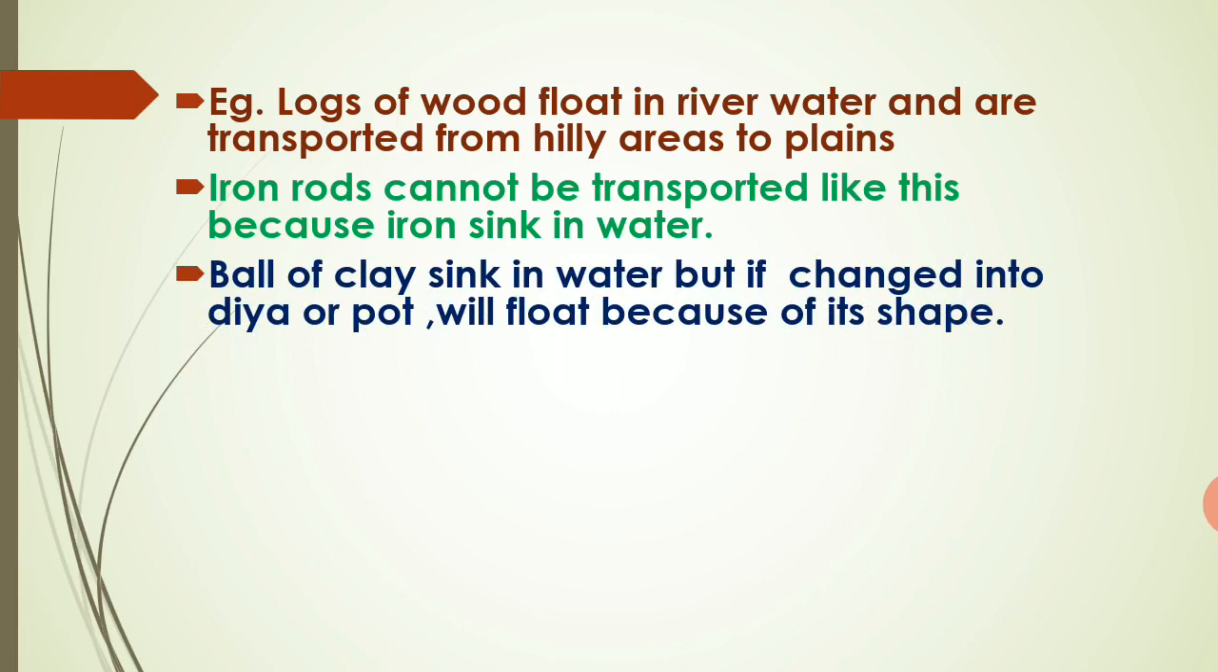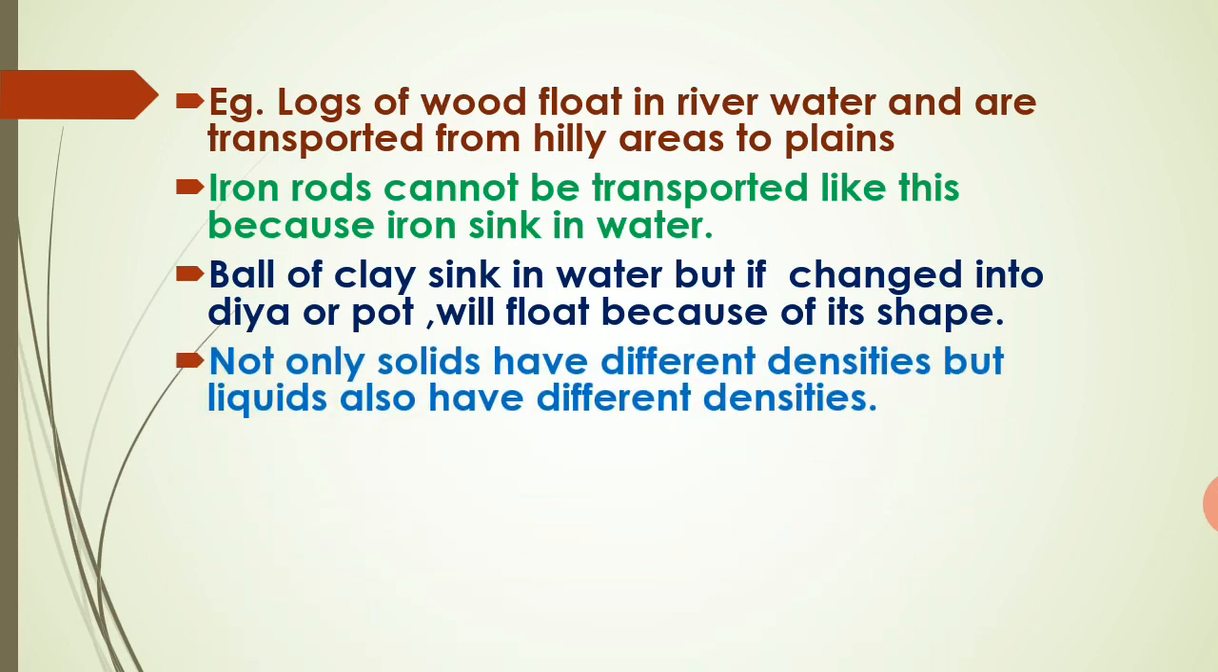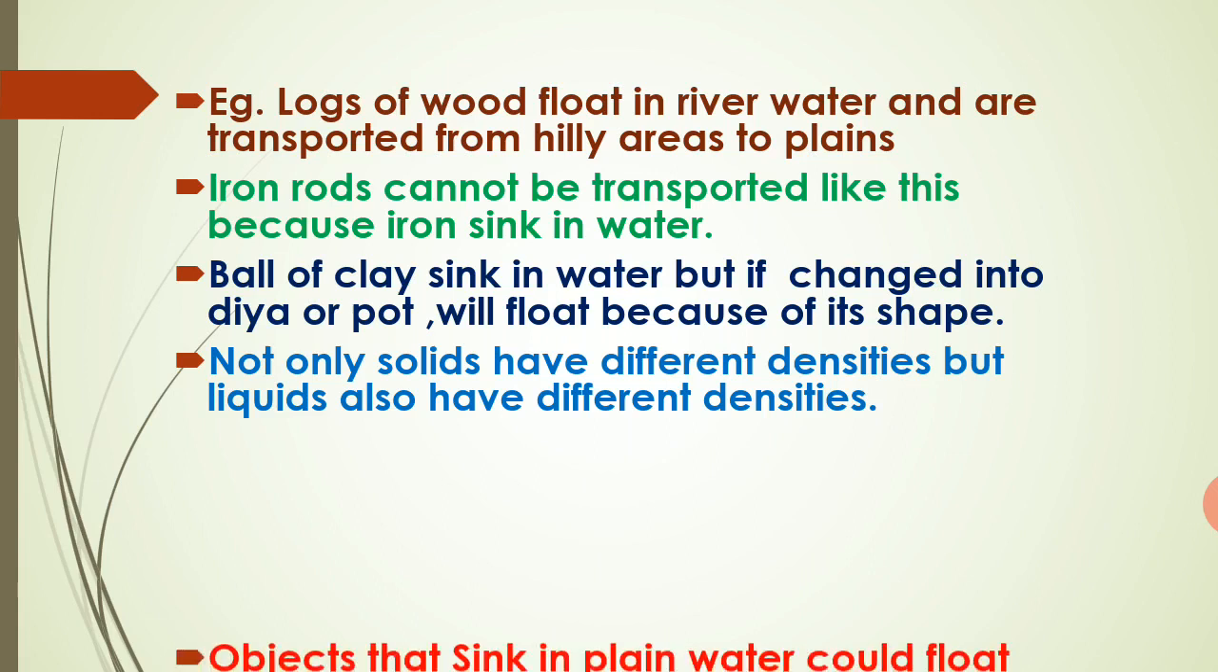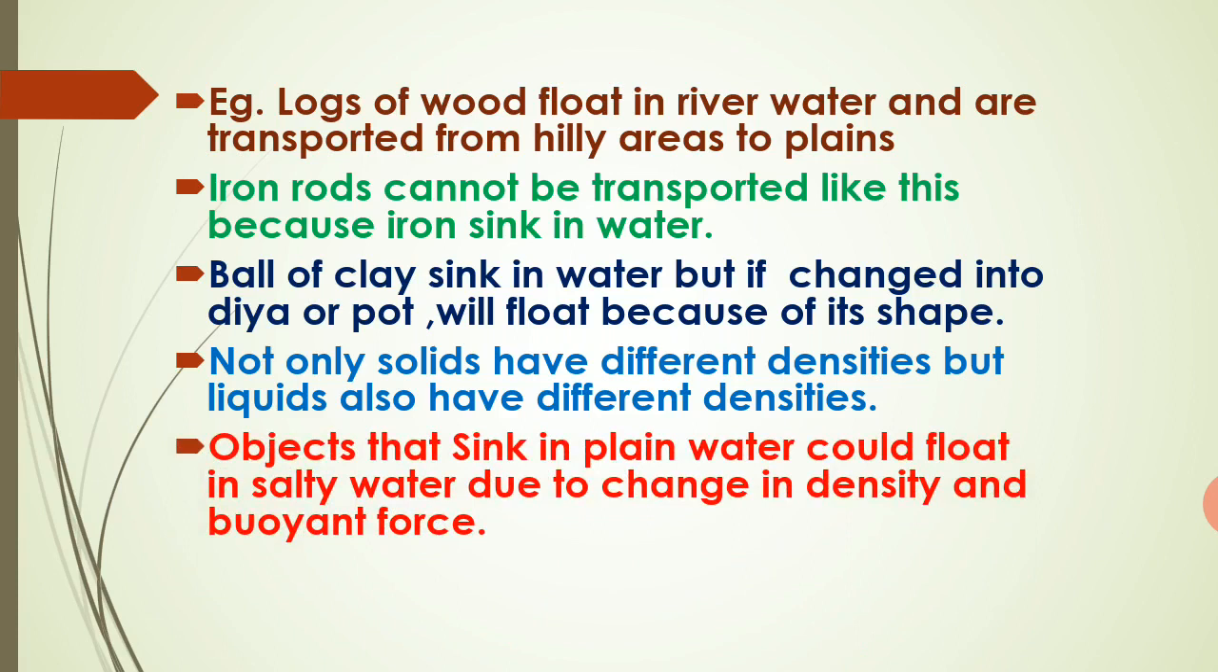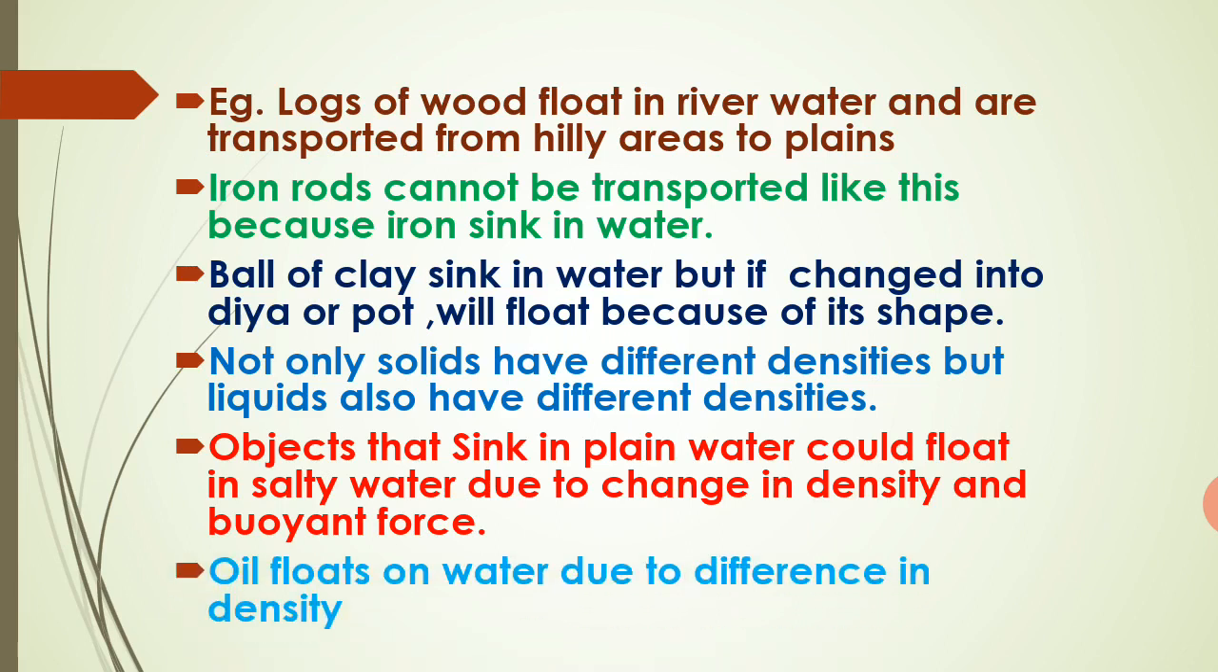A ball of clay sinks in water, but if changed into a diya or pot, it will float because of its shape. In this case, a diya or pot has more surface area, which could displace water. Not only solids have different densities, but liquids also have different densities. Density means arrangement of molecules. Objects that sink in plain water could float in salty water due to change in density and buoyant force, as in the case of the lemon. Oil floats on water due to difference in density.